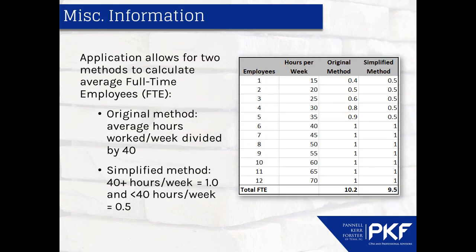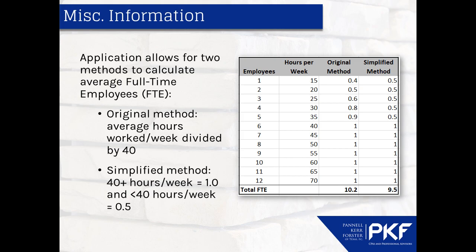Another key piece of information is that the application allows two methods when calculating the full-time employees, the FTEs. The original method is the average hours worked divided by 40. So if you had an employee that worked 10 hours, 10 divided by 40 is 0.25. They are making you round to the nearest tenth, so that would be 0.3, not 0.25, 0.3 employees. If you have an employee that works 20 hours, 20 divided by 40 is 0.5, so they would count as half an employee. Or you can use a simplified method, where anybody that worked 40 or more hours counts as one full employee, and anybody that worked less than 40 hours counts as half of an employee.